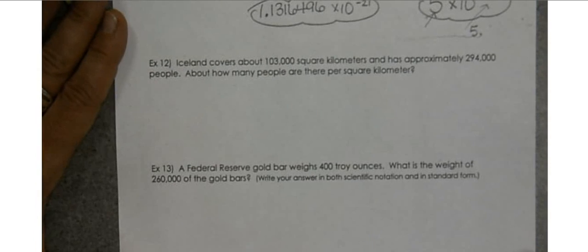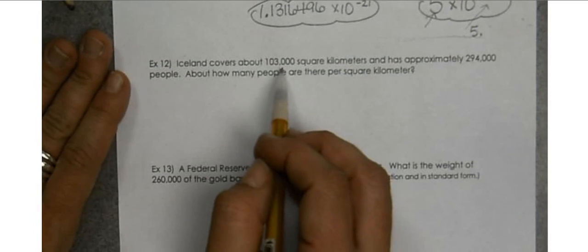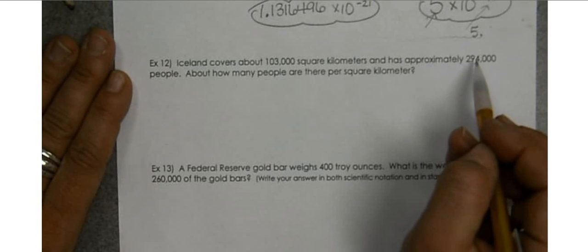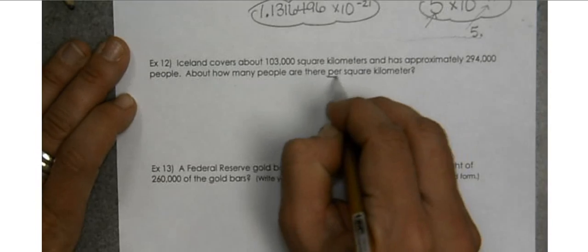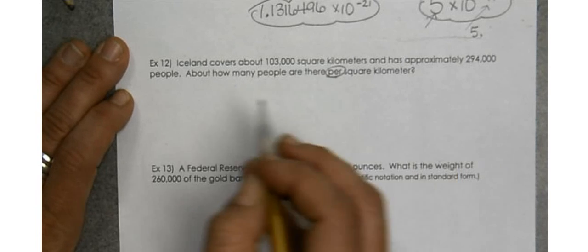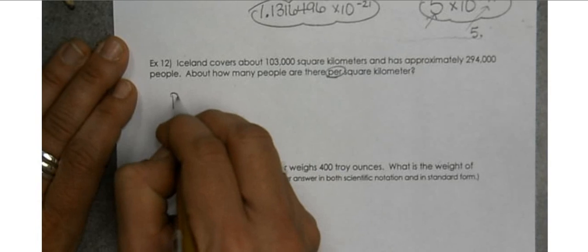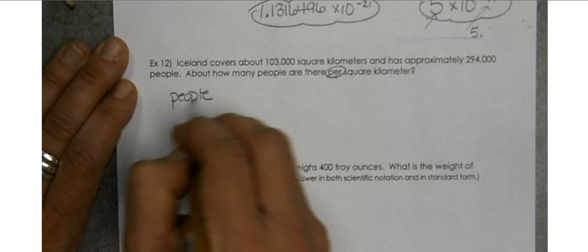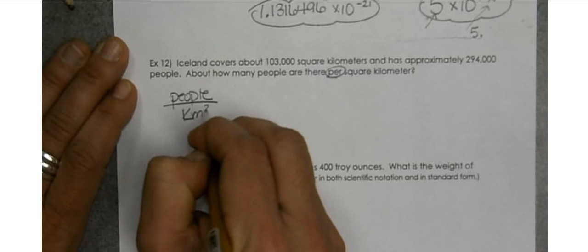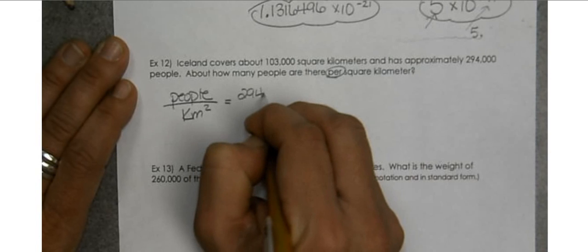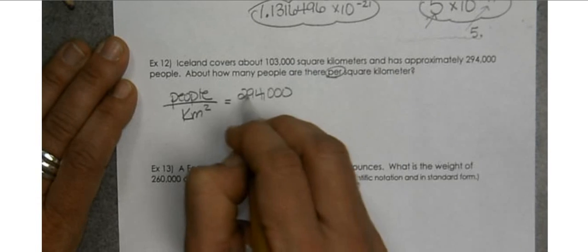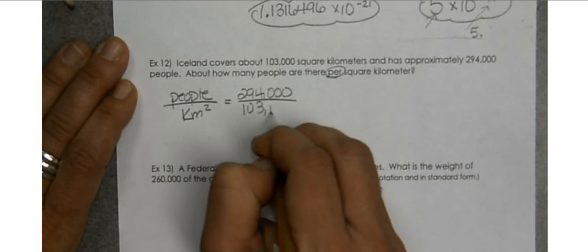Iceland covers about 103,000 square kilometers and has approximately 294,000 people. About how many people are there per square kilometer? So when you think about how you would set that one up, people per square kilometer means that we would be dividing those. And so we would want to take 294,000 people and divide it by 103,000 square kilometers.